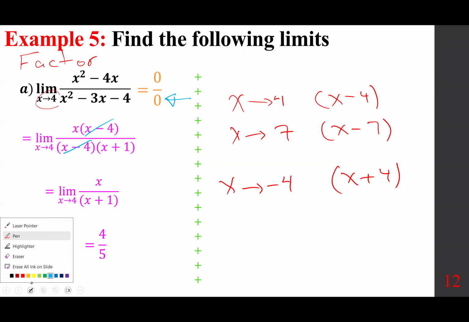So a quick recap. Rational expression, you're taking a limit, results in 0 over 0. X is approaching a specific number. That will help you figure out the factor you need. On a normal basis, if x approaches 4, you should have a factor of x minus 4. If x approaches 10, you should have a factor of x minus 10.